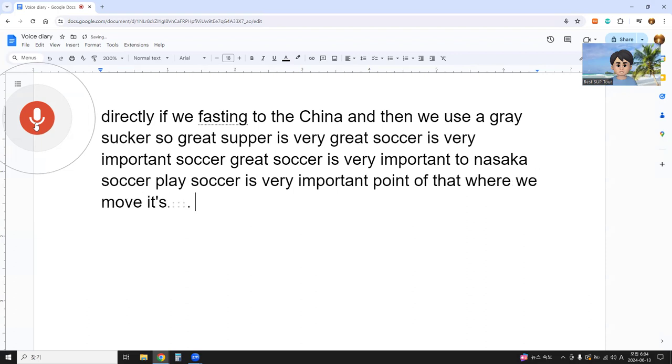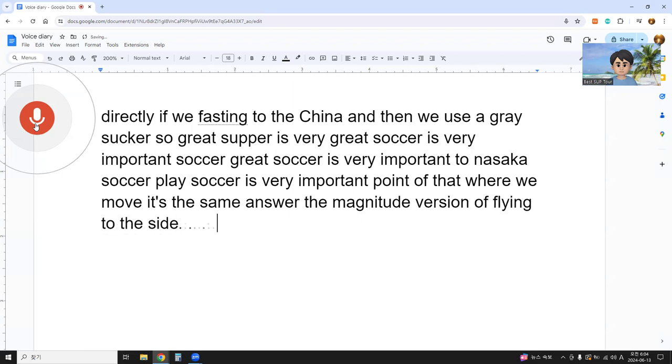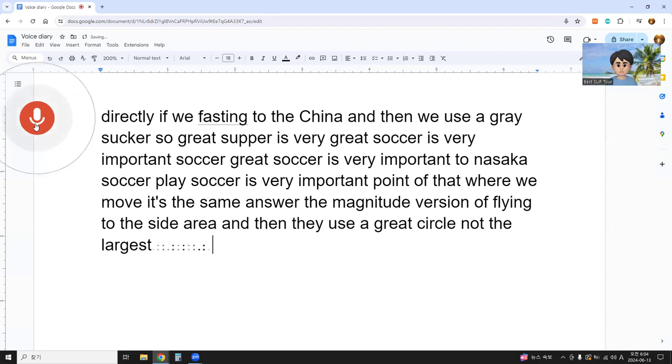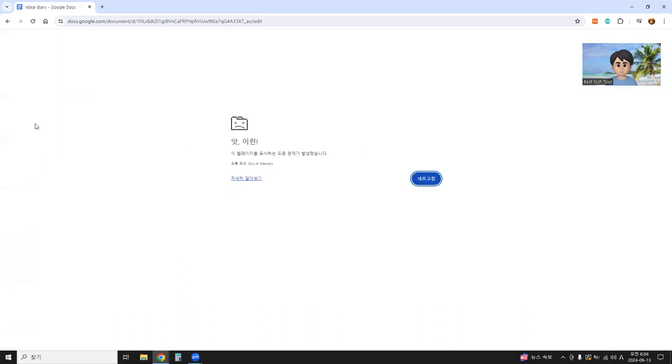It's the same as migratory birds flying to Siberia. They use the great circle, not the latitude line. So we understand their movement on the maps.